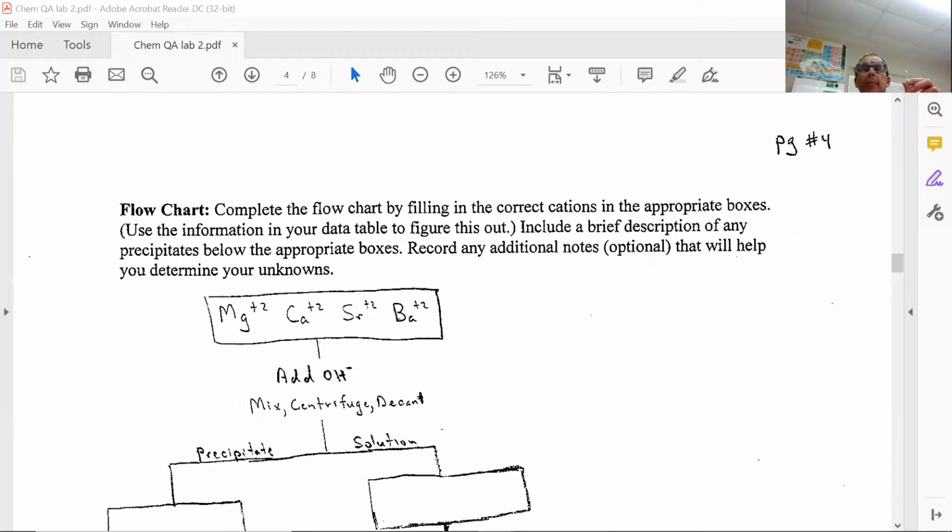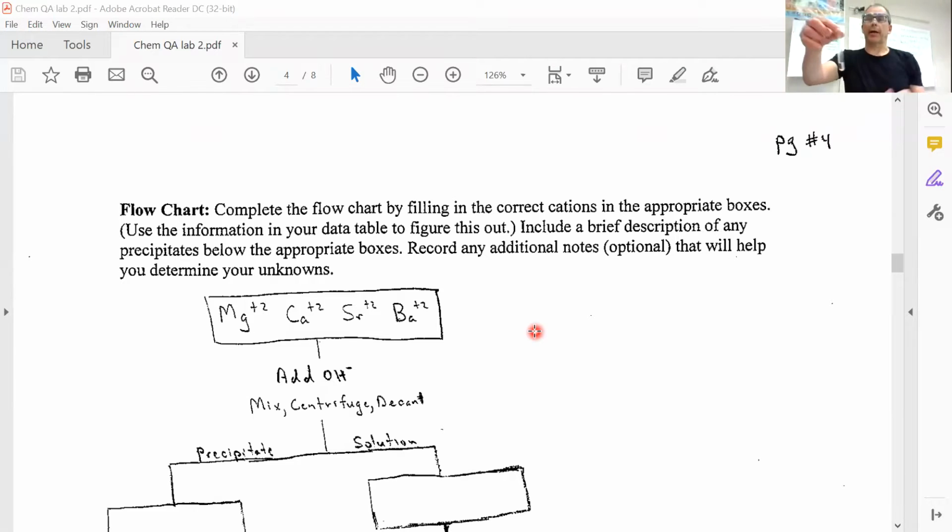Qualitative Analysis Lab, unknown D. As in dilution. So we're doing unknown D right here. And see, I have a test tube. I have some ions in here.